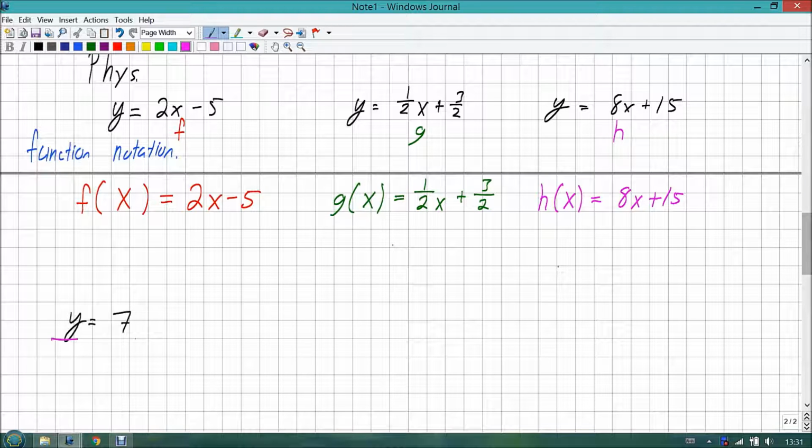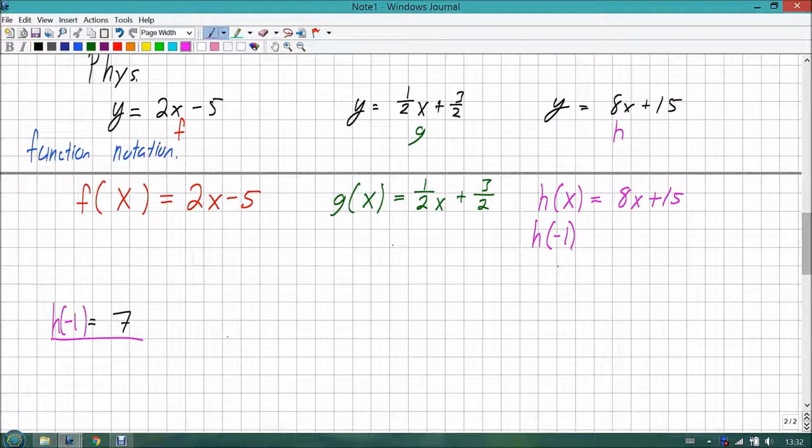Now when I'm told that y equals 7, the y portion isn't specific enough. It needs to be changed to h of something. And that h of something is probably going to be -1. So how is h of -1 equal to 7? Well, first I go over to my h function, which is over here in that beautiful pink color. And we're looking at h of -1.